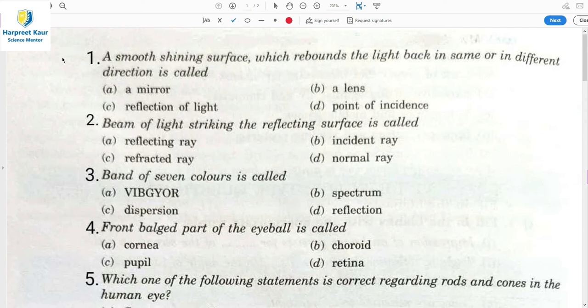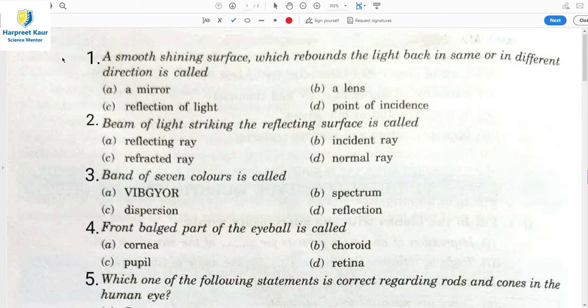Regular reflection from a smooth surface takes place in one direction, and if we see a diffused reflection, that is the reflection that takes place from rough surfaces. So images formed are distorted in case of the diffused reflection, and regular reflection takes place when light is incident on the smooth polished surface.